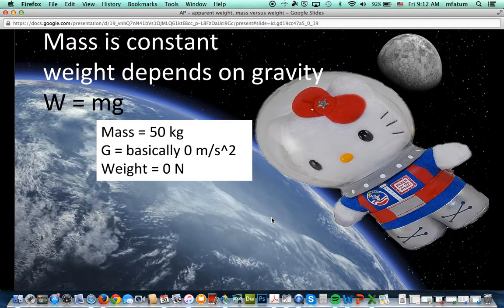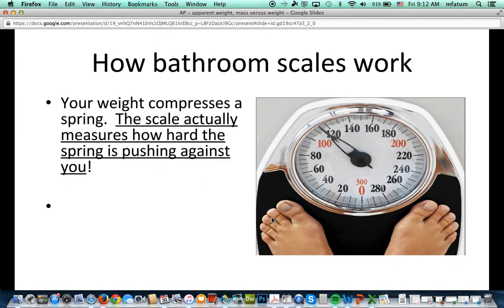And so weightlessness means that you are basically falling according to the acceleration due to gravity, and you don't experience any weight force or any normal force pushing up on you.